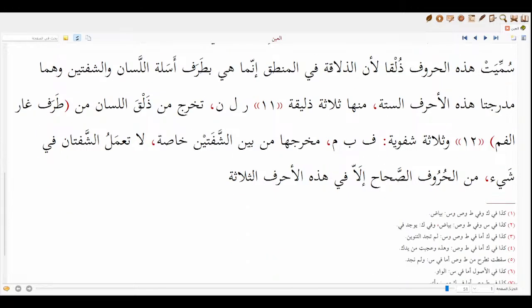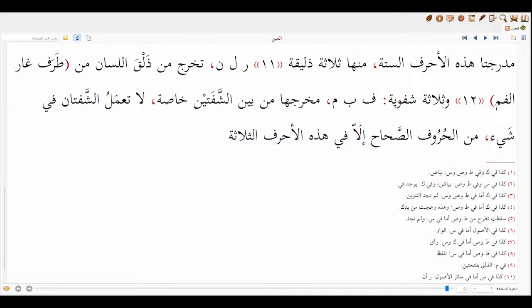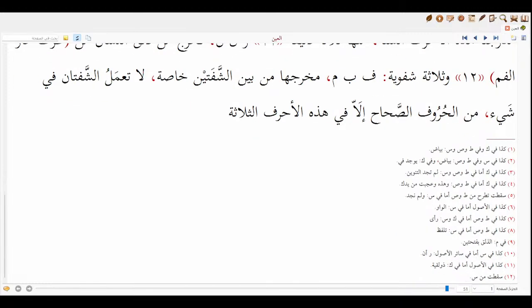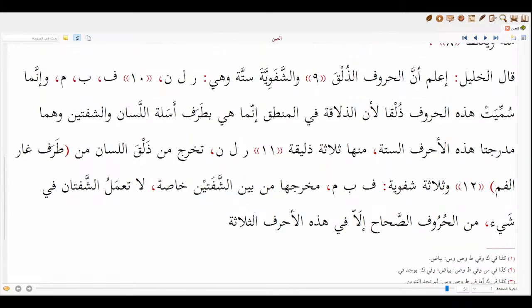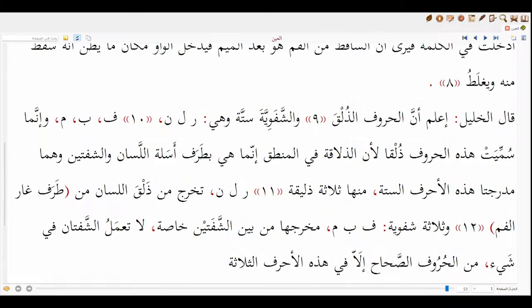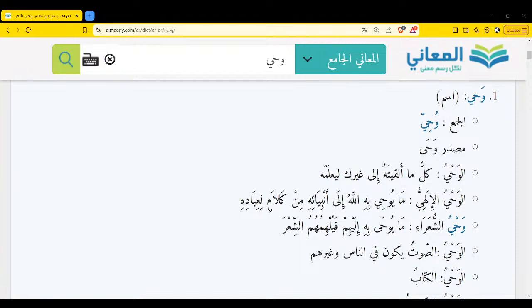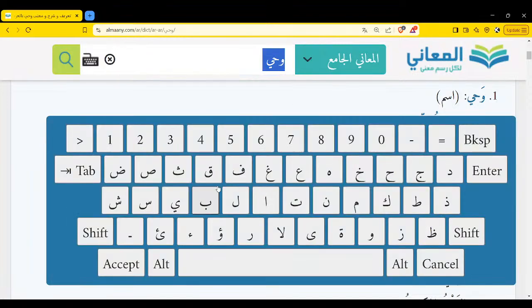So if we check the... and in another nuskha it says dhalaq, and al-huruf al-dhalaq. Let's see what this means. We will first check the Arabic, then we'll check the English.